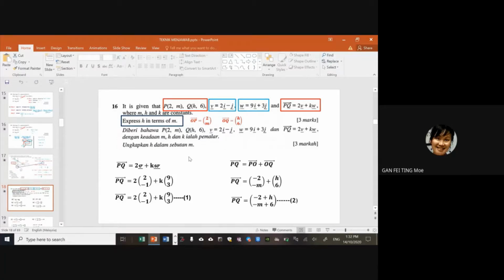Because all of a sudden my screen got blackened, nanti hilang power. Okay, P out of, dah jumpa jawapan pula. Wait, I go back here. Okay.